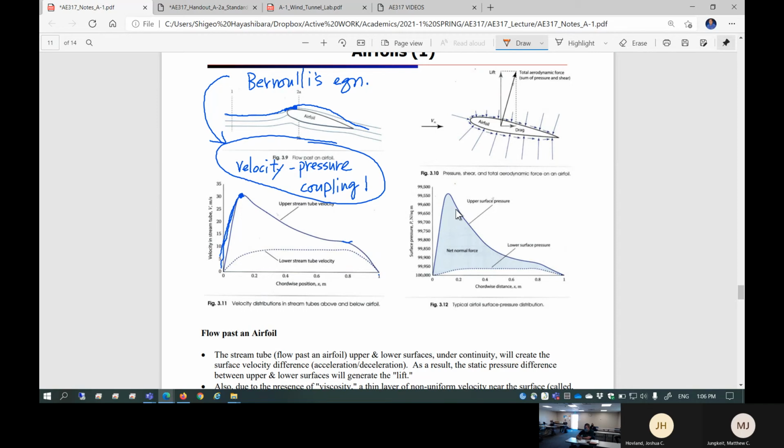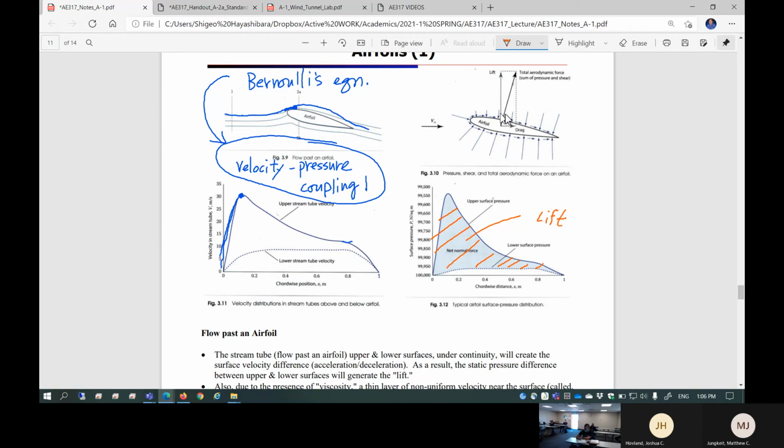Okay. So now you are going to determine the area between the upper and lower surface. This area. What's this area? Lift coefficient. Lift or lift coefficient. If you use the pressure, it's a lift force. If you use the pressure coefficient, it's a lift coefficient. Okay?